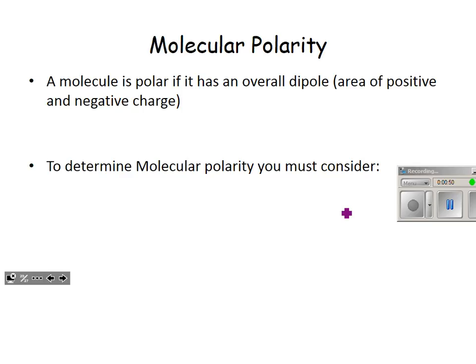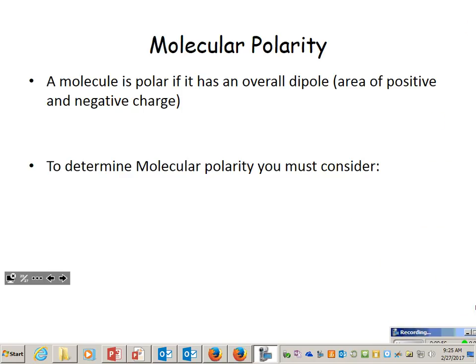We need to talk about molecular polarity. So what we're talking about here are molecules, covalent compounds only. Remember that we call ionic compounds formula units. So we would say that a molecule is polar if it exhibits an overall dipole moment, meaning that the electron density is shifted in such a way that one portion of the molecule has a positive charge, while the other one, where the electrons are shifted towards, has a negative charge.